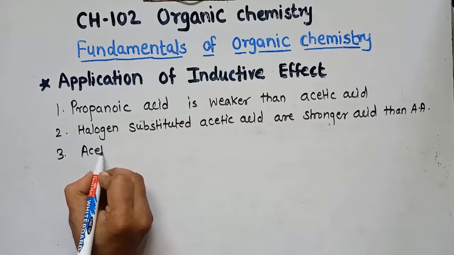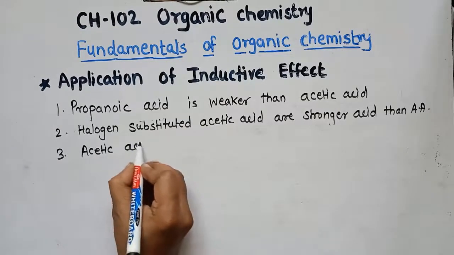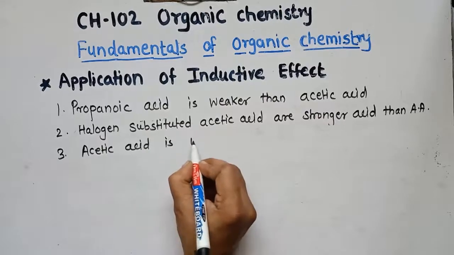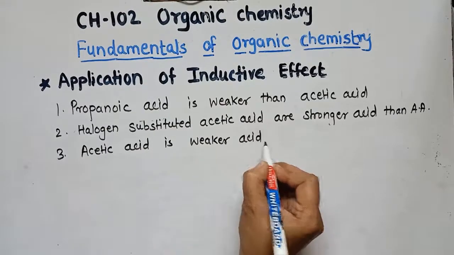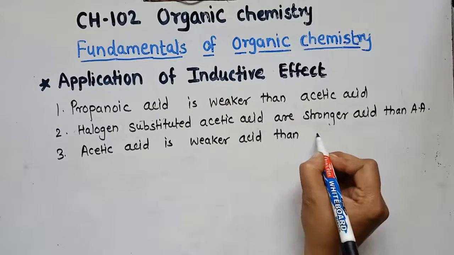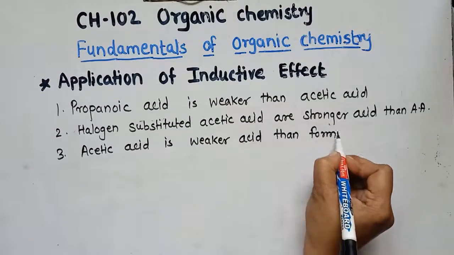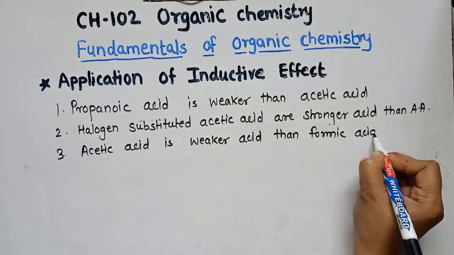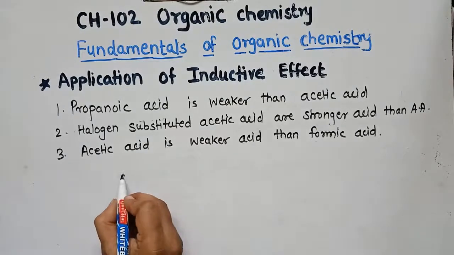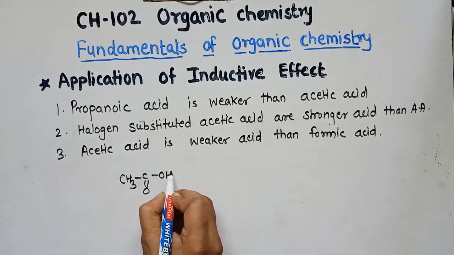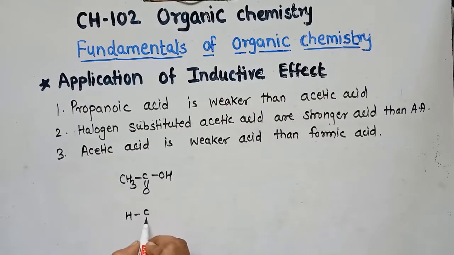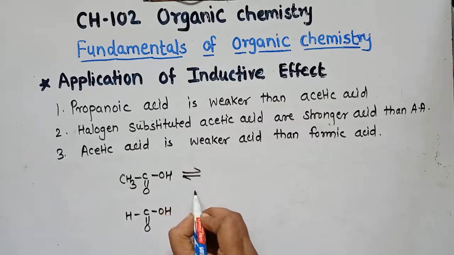Acetic acid is a weaker acid than formic acid. First of all, we draw the structure of acetic acid. Very simple. This is the acetic acid, and formic acid means instead of that CH3, hydrogen is present.